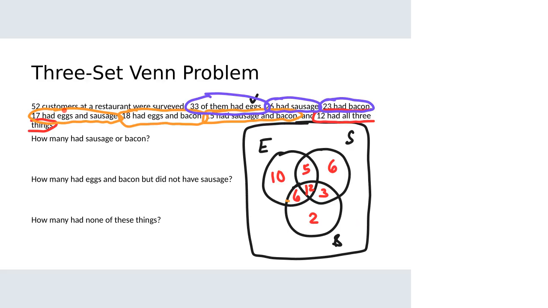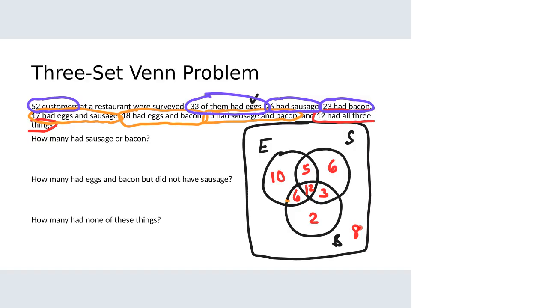And I look at there were 52 customers total. So now I want to go through and make sure I count up everybody. Let's see, that's 10 plus 5 plus 6 plus 6 plus 12 plus 3 plus 2. Looks like I have 44 so far on my diagram. So to get to 52, I'm going to have 8 people out here. And maybe they just had toast or coffee, or I don't know. They didn't have eggs, they didn't have sausage, they didn't have bacon. They had something else.